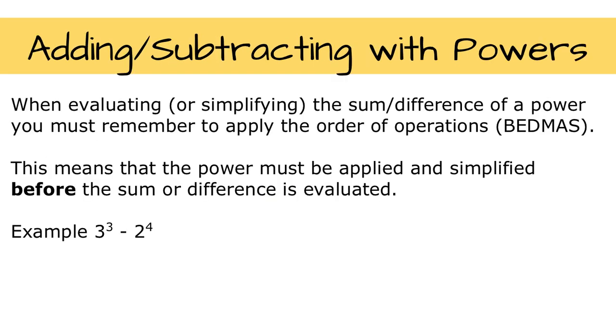When evaluating or simplifying the sum or difference of a power, you must remember to apply the order of operations. This means that the power must be applied and simplified before the sum or difference can be evaluated. So, for example, in this question, we have 3 cubed, which is 27, minus 16, which will give us 11.